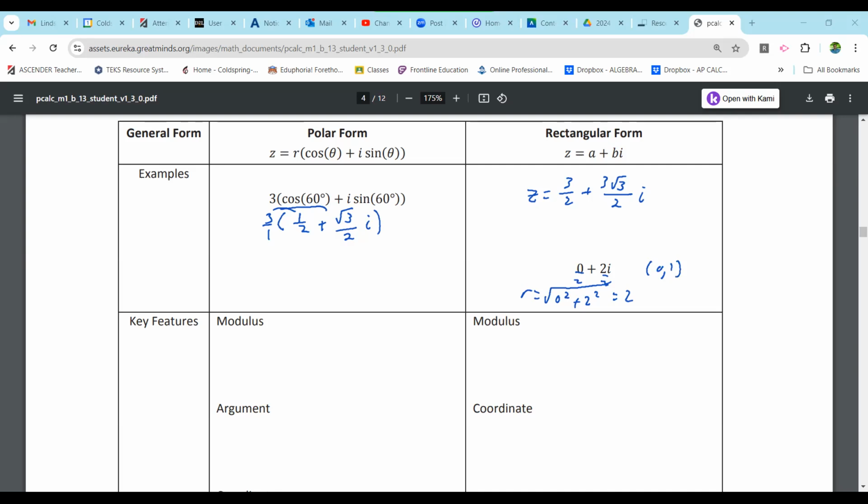What is the degree for 0, 1? 90 degrees. So now you know theta is 90. So I get my final answer here as 2 for the R, cosine of 90 plus i times sine of 90. Right? So you have to calculate the R and theta if not given to you.